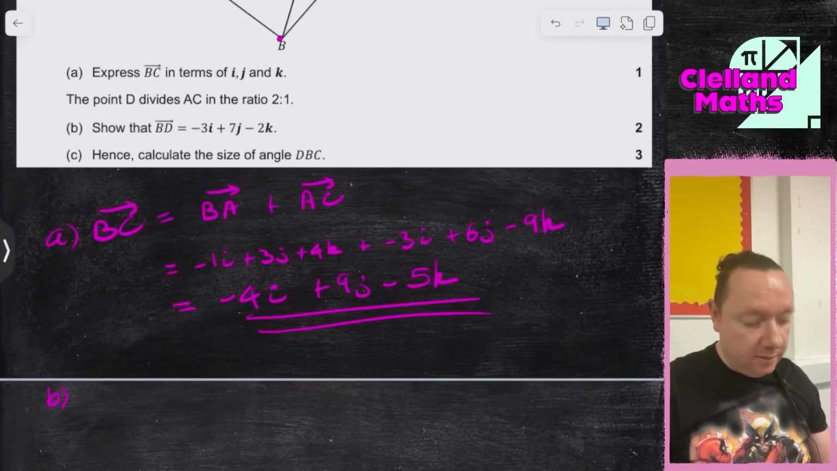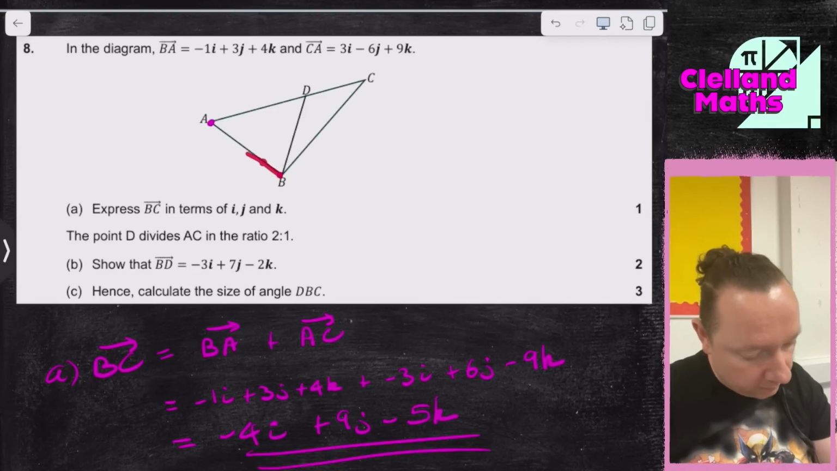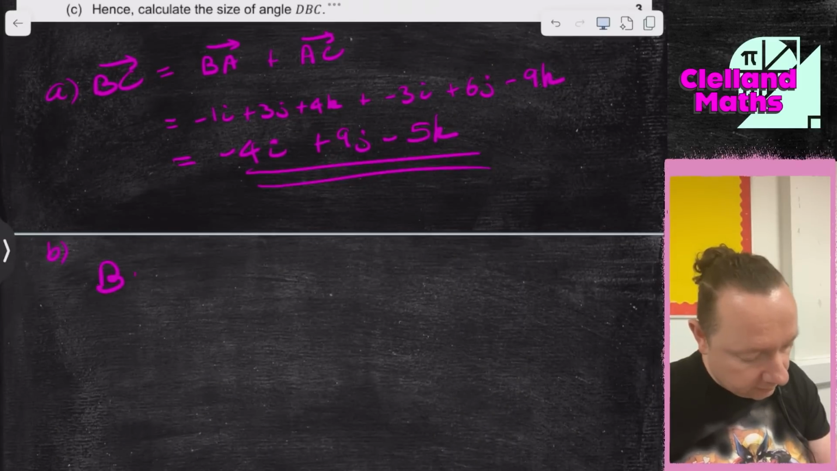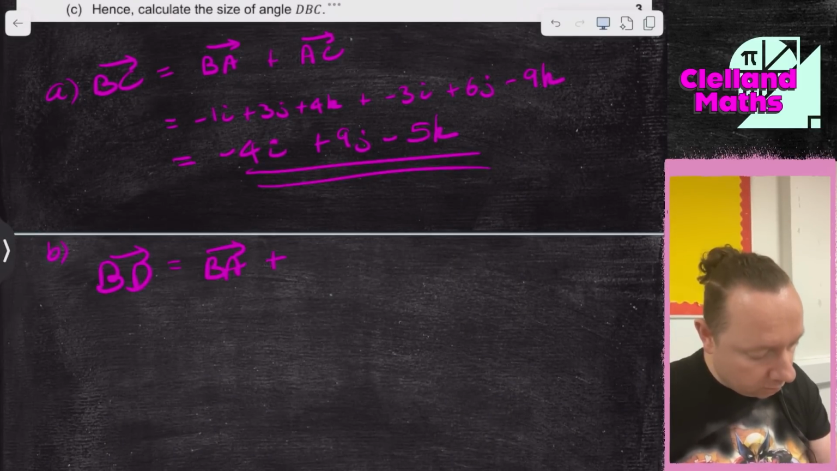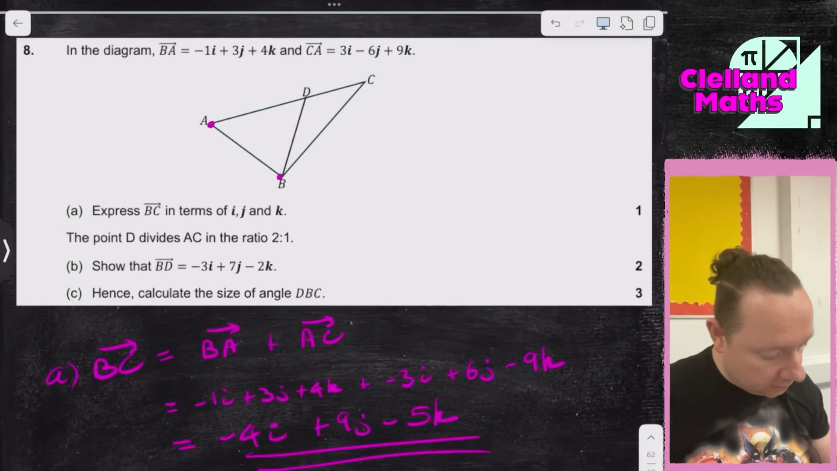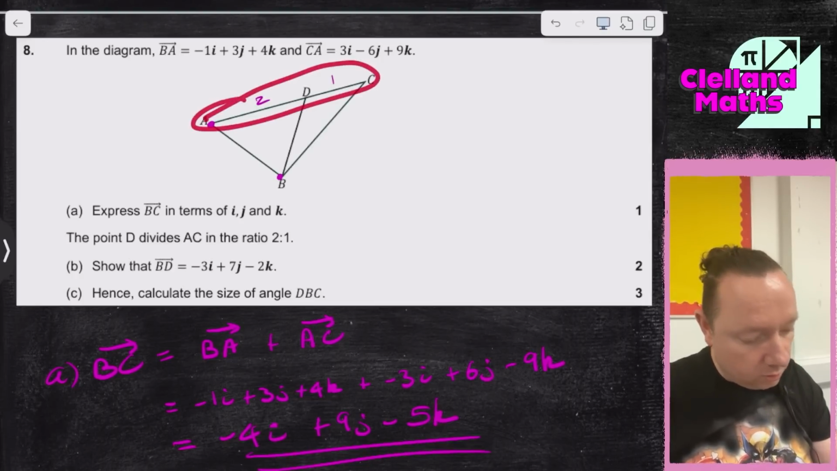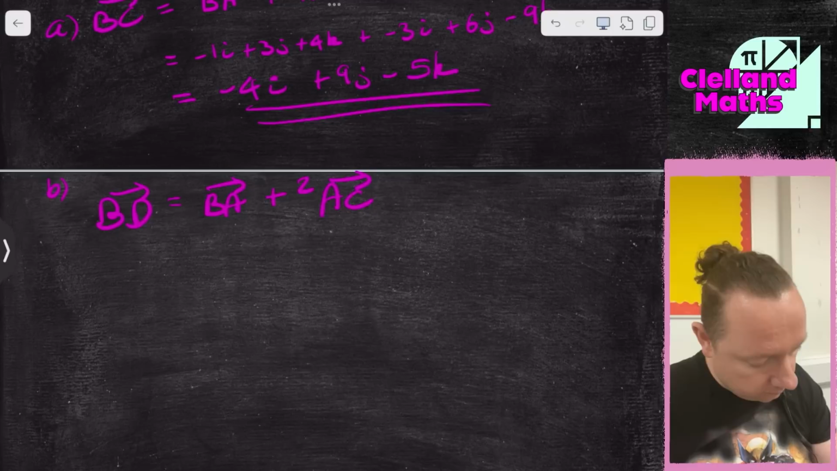Point D divides AC in a ratio of 2 to 1. Show that BD is that. So we're going to go from B to D. So we still need to go from BA. So B to D equals B to A, plus we're going to go along AC again. But how far along? We'll divide it in a ratio of 2 to 1, so that's 2 parts and that's 1 part. So in total I've got 3 parts and I'm going along 2 parts, 2/3.